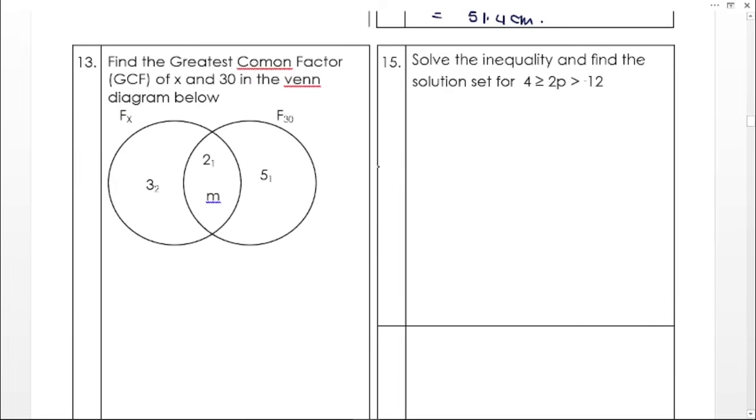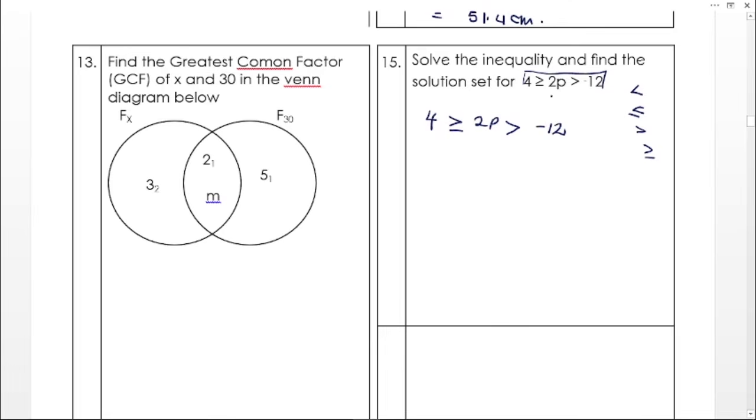It's about inequality. Inequality means that one side is greater than the other, or one side is less than the other. And we use inequality symbols like greater than, less than, less than or equal to, greater than or equal to. When you look at this one, this is our inequality, which is 4 is greater than or equal to 2p is greater than negative 12. So this is what we call the intersection inequality. So the values are between 4 and negative 12.